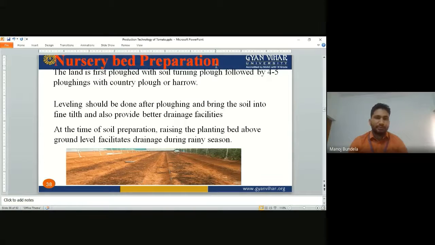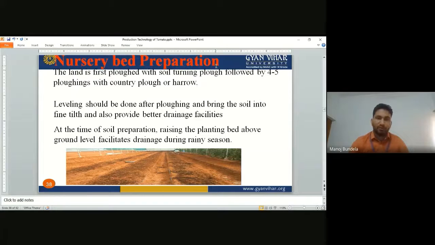Nursery bed preparation. Land is first plowed with the soil turning plow, followed by 4 to 5 plowings with the country plow or harrow we use. The leveling should be done after plowing to bring the soil into fine tilth, and also provide better drainage facilities. At the time of soil preparation, raising the planting bed above ground level facilitates drainage during the rainy season.